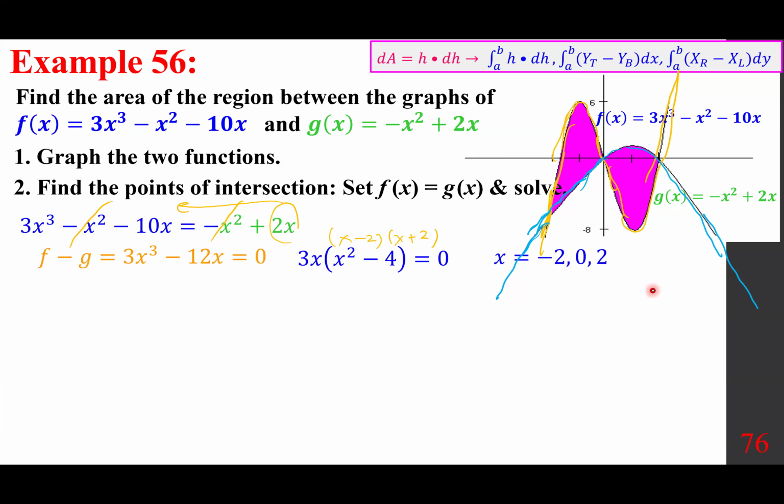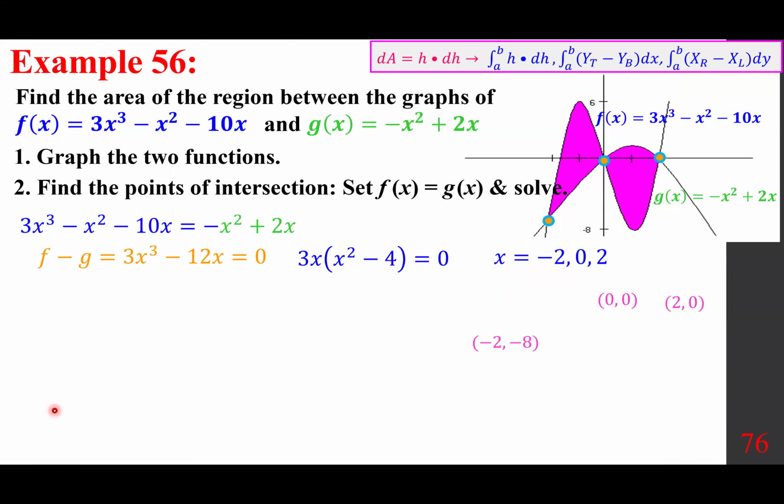And you put those into one of them, and you find the y coordinates. Let me erase my work because it's messy. And those are the 3 points of intersections. Negative 2, if you put in, you get negative 8. Actually, you should check with both of them. 0 results in 0, 2, 0.